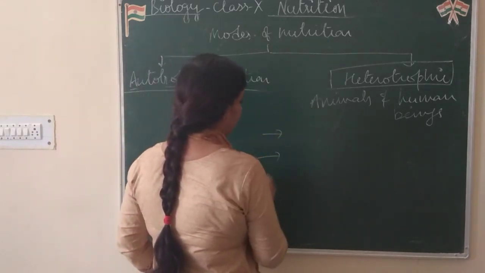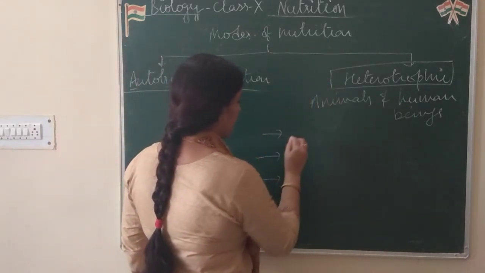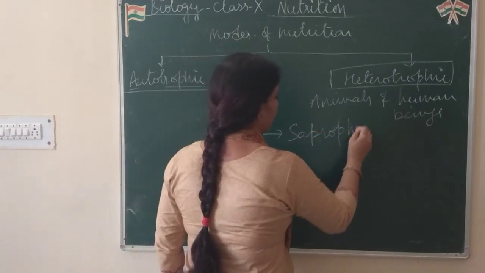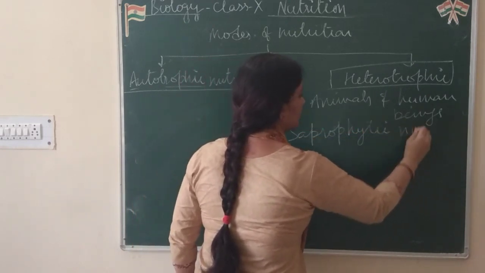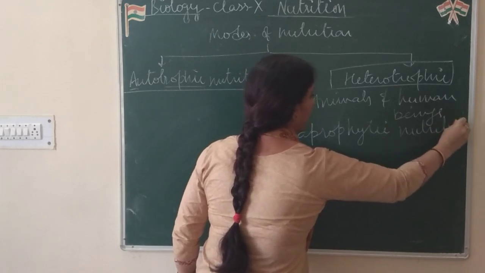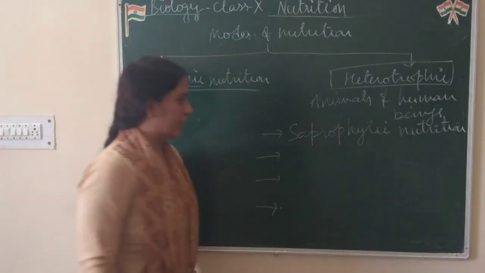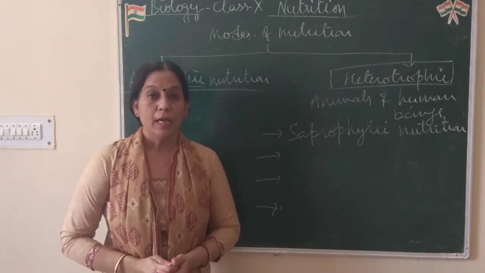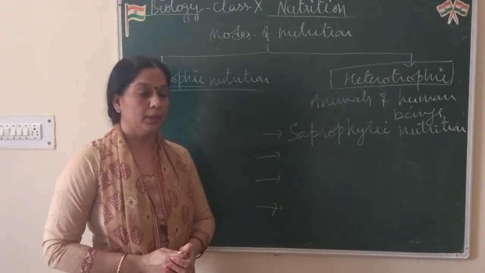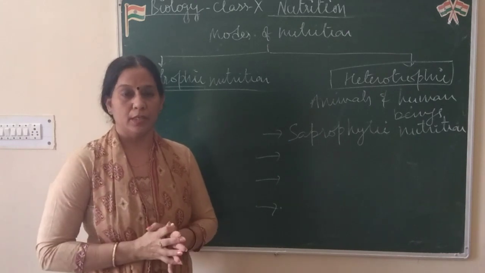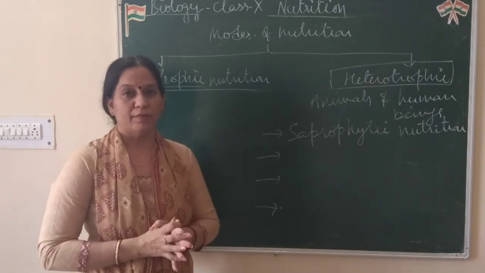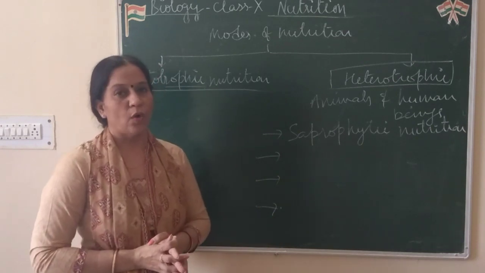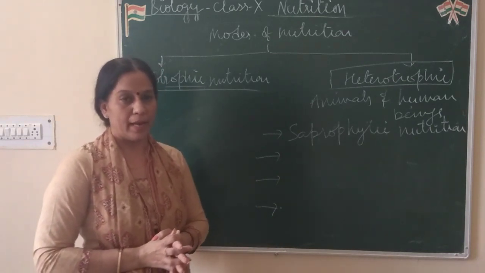This is divided into further types. First is saprophytic nutrition. Saprophytic means when organisms obtain or derive food from dead organic matter. What is dead organic matter? Peelings of fruits, vegetables, old papers, rotten fruits and vegetables, and the biodegradable garbage, they all are called dead organic matter.